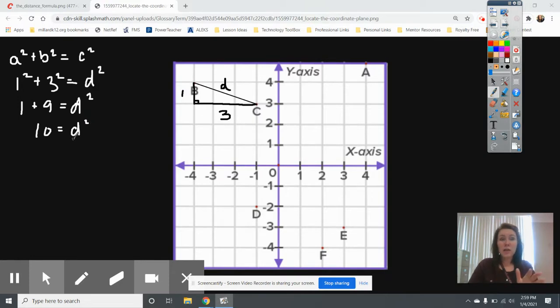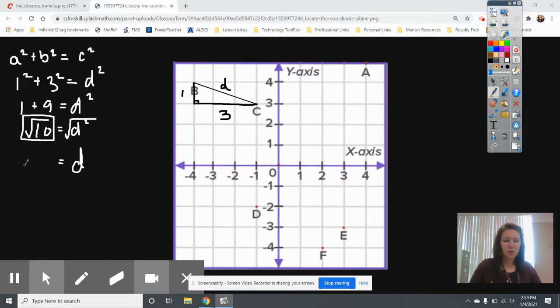Now, we're not actually done. The distance isn't 10. We have to take the square root of both sides because d is not actually by itself. It has this little square. So the opposite of a square is a square root. So now we have d equals. Now, if the question asks for the exact length, well, the exact length is the square root of 10. You would literally type square root 10. That would be your exact answer.